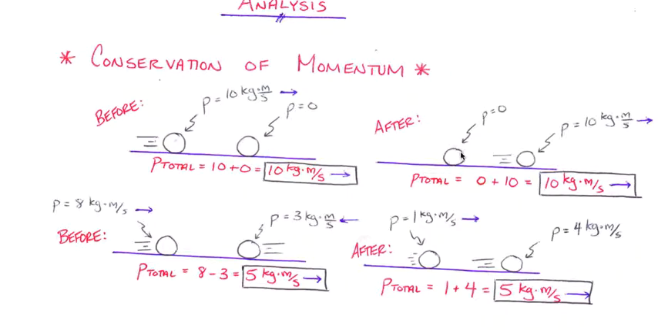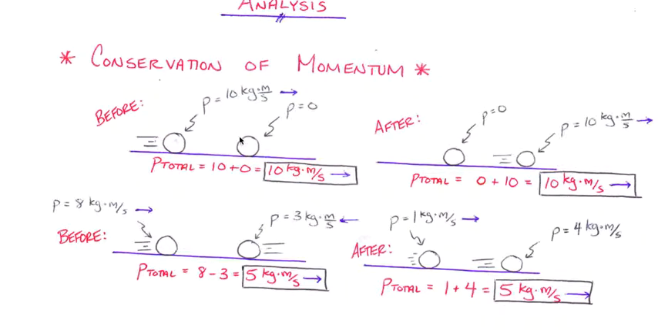Afterwards, if this object stopped moving and its momentum is 0, well, this one would have to be 10 kilogram meters per second to the right, because when I add them up again afterwards, 0 plus 10 must give me 10 kilogram meters per second to the right. The total momentum before and after must be the same.